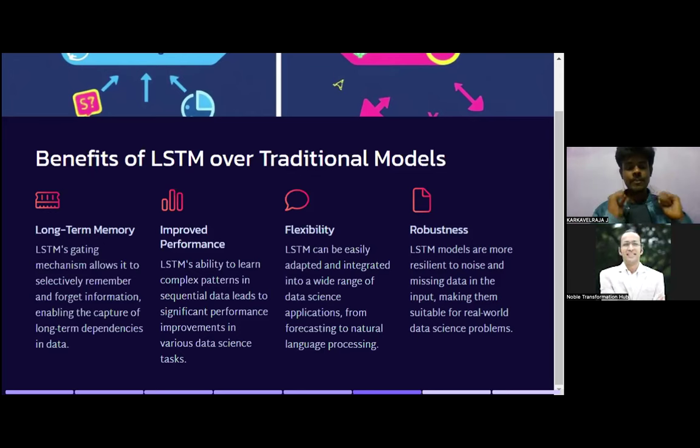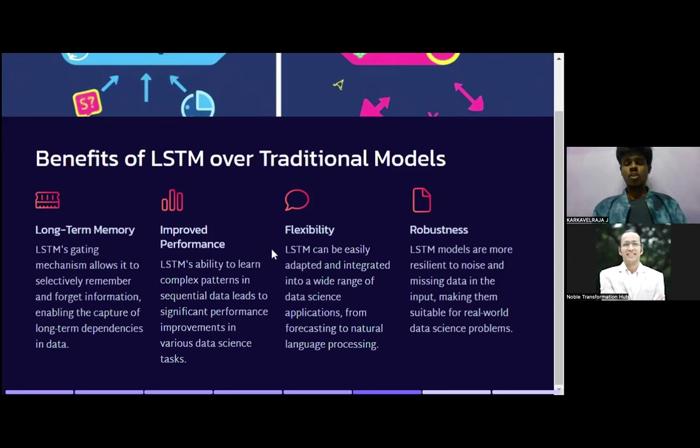Improved performance: LSTM's ability to learn complex patterns in sequential data leads to significant performance improvements in various data science tasks. Since it is able to have a context which is very necessary for the next state, it improves the performance of the data science process. Flexibility: LSTM can be easily adapted and integrated into a wide range of data science applications, from forecasting to NLP tasks. You have already seen it can be applied to numerical data as well as text data. I hope this is the only model which can accept both. It needs only one thing, a sequence. If it is there, it's going to get it.